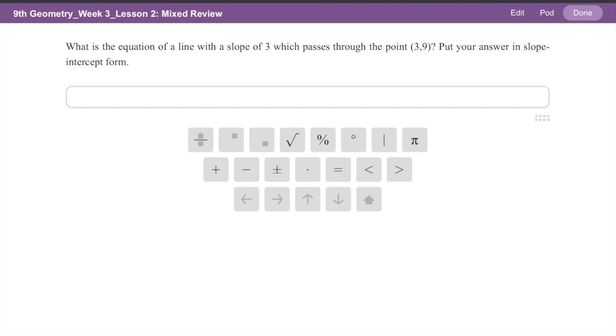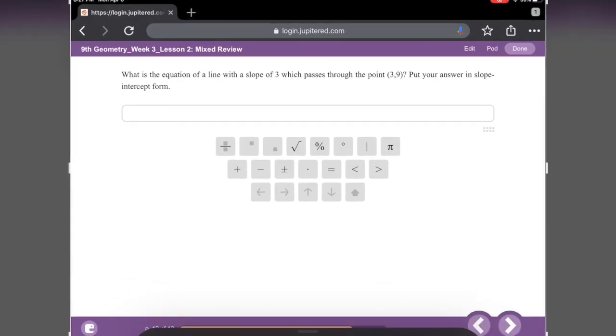Okay, moving on. What is the equation of a line with the slope of 3, which passes through the point (3, 9)? Put your answer in slope-intercept form. Okay, let's write out this one. Again, a good starting point is just to write the equation of a line in slope-intercept form in the most general form. So write out y equals mx plus b, and then you need to fill in what these constants are going to be. So figure out what the m is going to be first, and then once you know that, you should be able to figure out what the b is going to be.